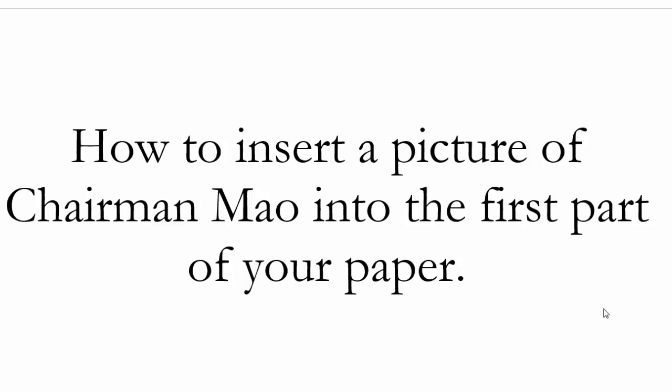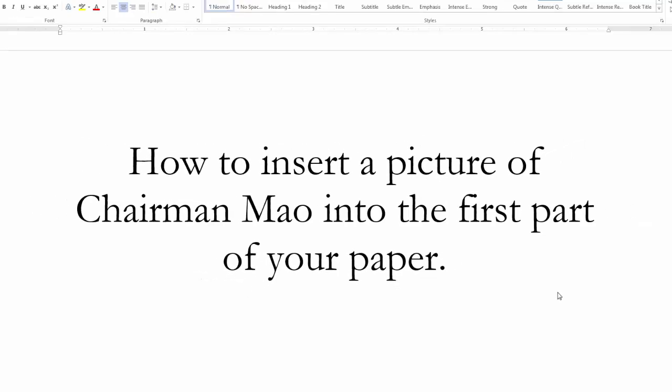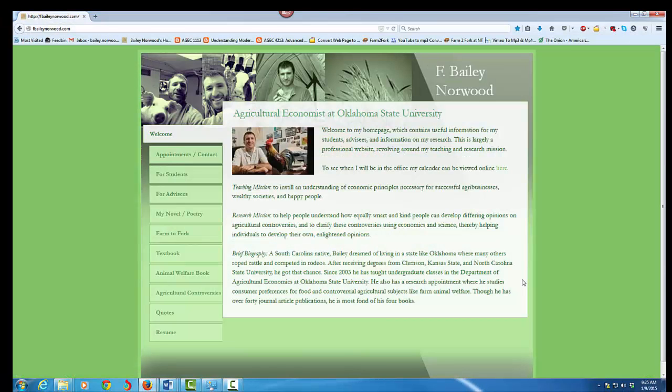Greetings students, what I'm going to show you in this short video is how to insert a picture of Chairman Mao, something that is required in this paper, into the first part of your paper. So the first thing we need to do is find a picture of Chairman Mao, and as the directions say, it must be a picture that's in the public domain that you could use anywhere.